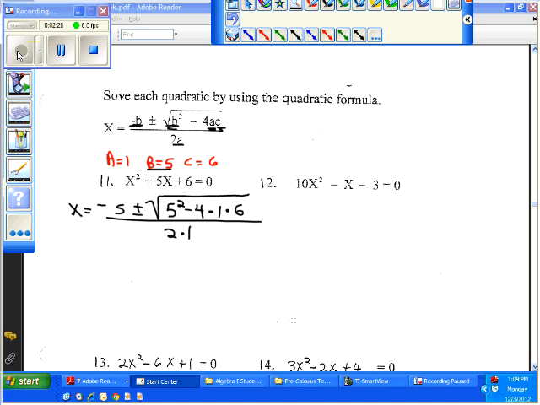When we solve, there's 3 things we will do first. We will square that, we will multiply all of those, and we will multiply those 2. We're going to do those 3 things.